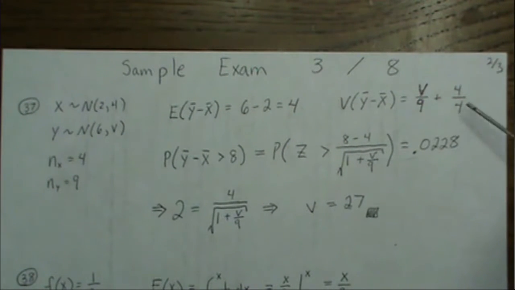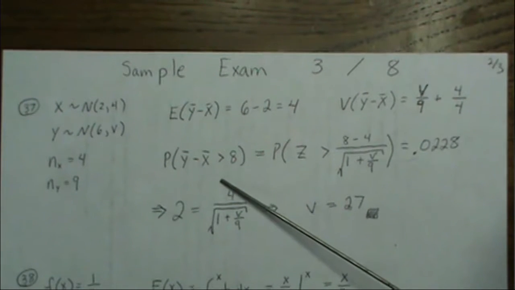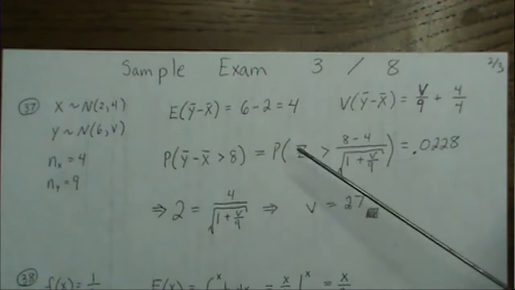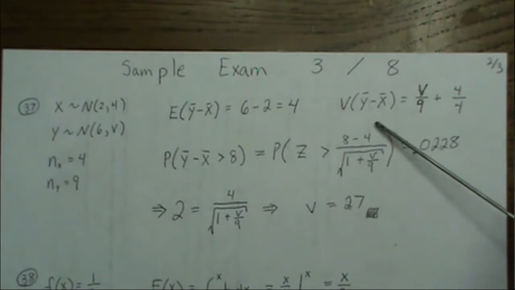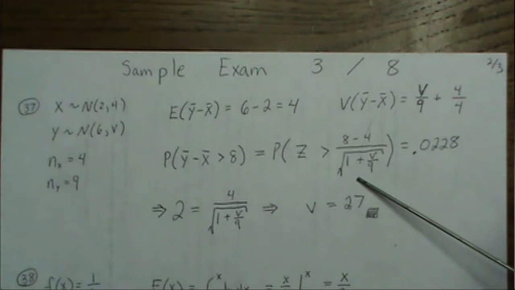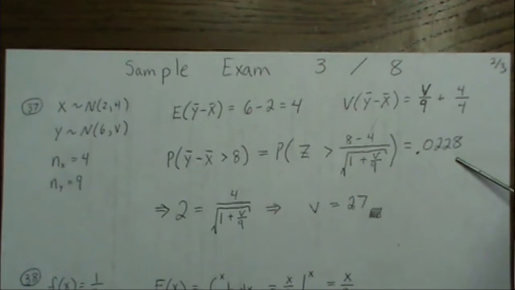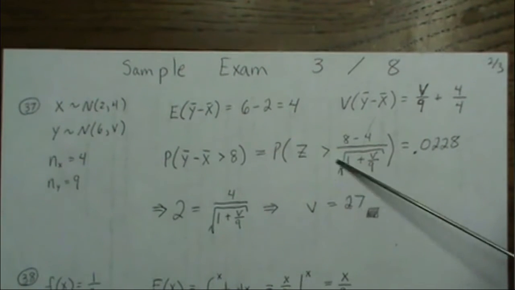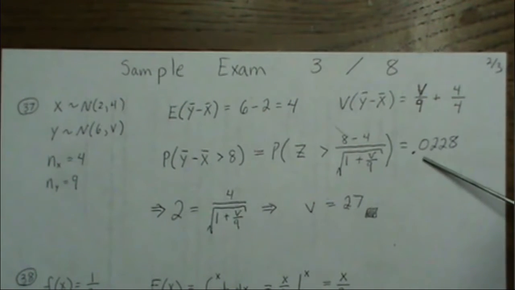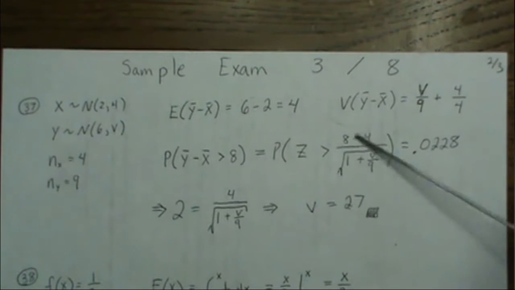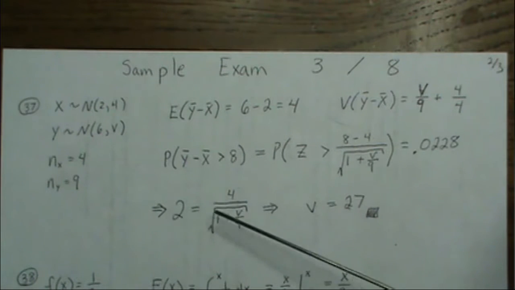So you have to divide by the sample sizes. So when we're here, if we subtract the mean and divide by the standard deviations, we end up with the z variable. We subtracted the mean and divided by the standard deviations, and it's saying that that value is 0.0228. Well, if you look at a z table, being greater than some value equal to 0.0228 implies that this number is 2. So when you equate those and you solve for v, you get v is equal to 27.